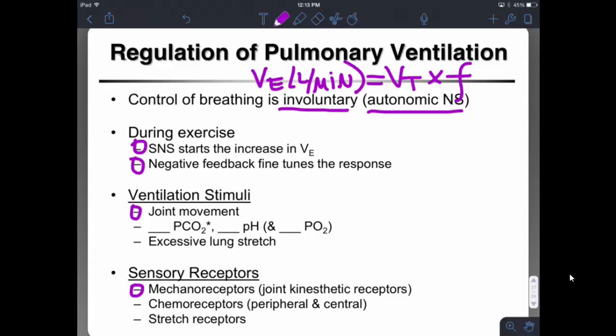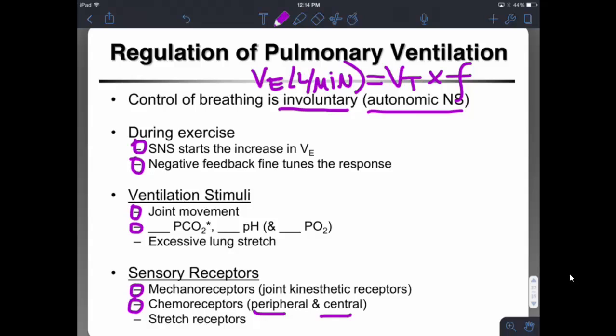There are various chemical factors that affect the breathing rate in addition. So when PCO2 starts to change, pH starts to change, and PO2 starts to change, these things can also cause an increase in ventilation, and these things are detected by chemoreceptors. And there are both peripheral and central chemoreceptors. The peripheral chemoreceptors are in the aortic arch and the common carotid artery, and the central chemoreceptors are located in the cerebrospinal fluid and the medulla oblongata.